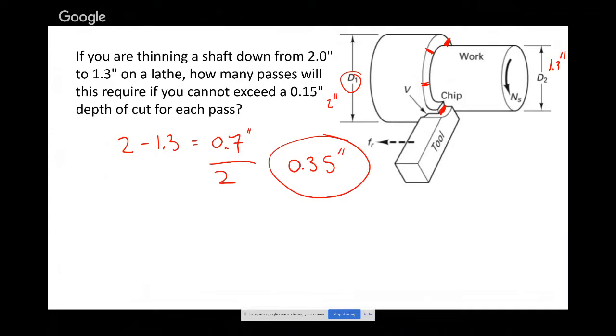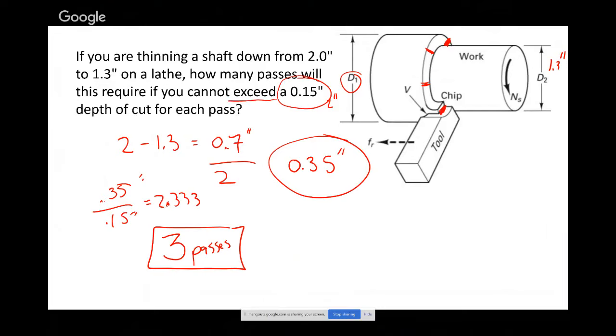As we can see here, 0.35 inches, if 0.15 is all we can do, then we would say 0.35 divided by 0.15 inches gives us 2.333. This is the wrong answer. 2.33 passes is not something that we would ever want to do, right? Does a barber ever give 2.33 haircuts? No. And so we're always going to want to round up. So we would say it would take for sure 3 passes.